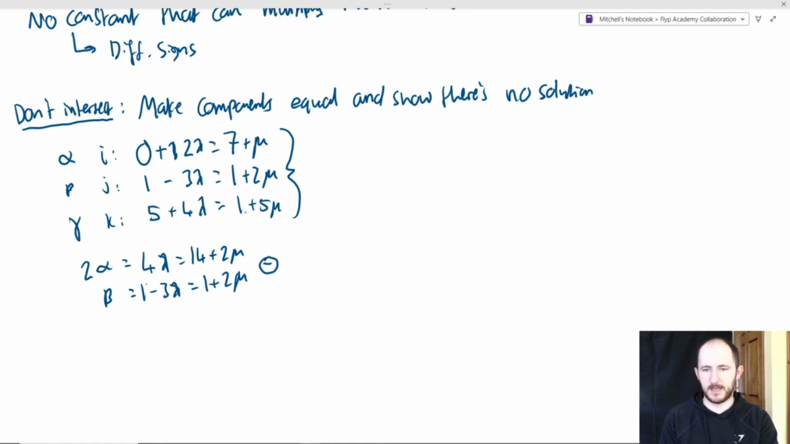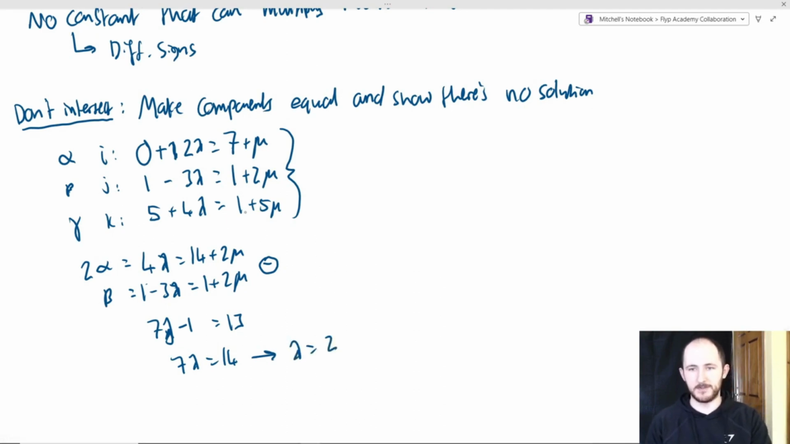So if I subtract them, we get 4 minus 3 lambda, so 7 lambda, I don't know why I called it y, lambda, and minus 1 is equal to 14 minus 1, which is 13. So then 7 lambda equals 14, which means lambda equals 2. So this might look quite easy so far, but just you wait.